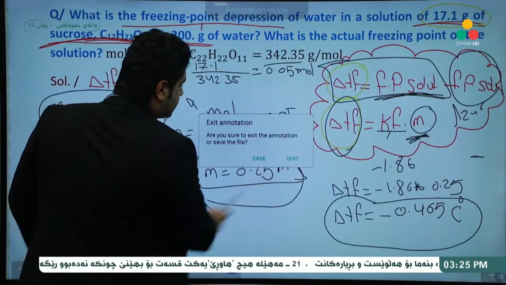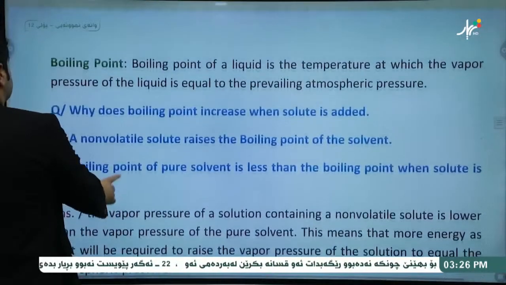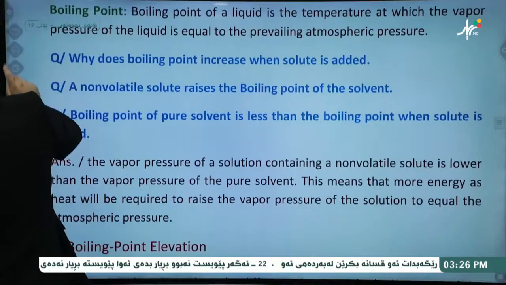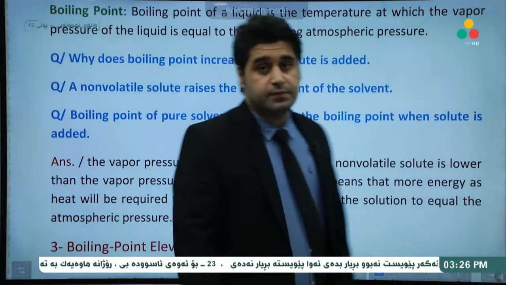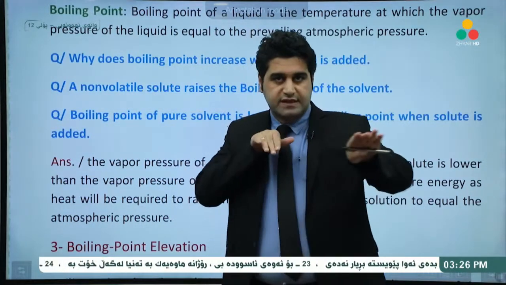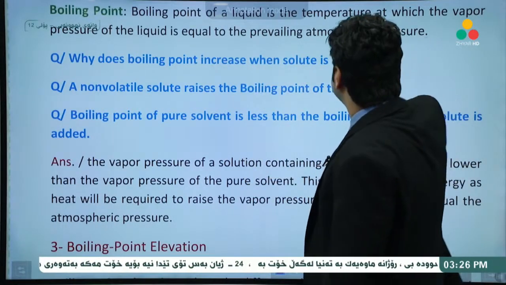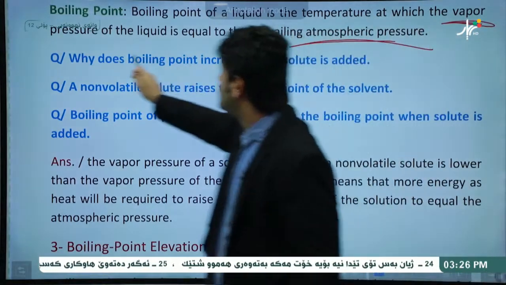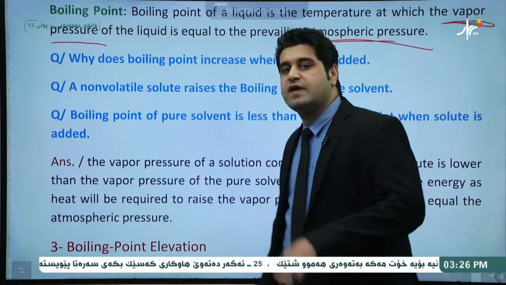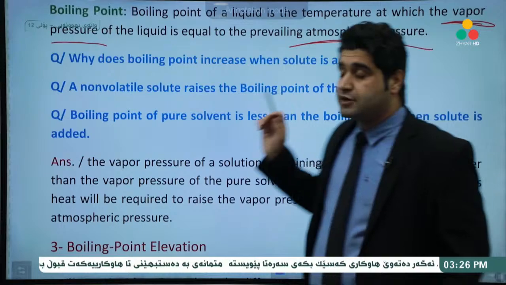The third colligative property is boiling point elevation. So first of all, let's talk about the boiling point. There's a condition to reach the boiling point temperature. Look, the boiling point of a liquid is the equilibrium between the atmospheric pressure and the vapor pressure of a liquid. Oh, it returned us to the vapor pressure. So what does it mean, the equilibrium between vapor pressure and atmospheric pressure?